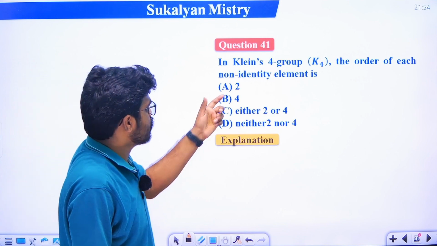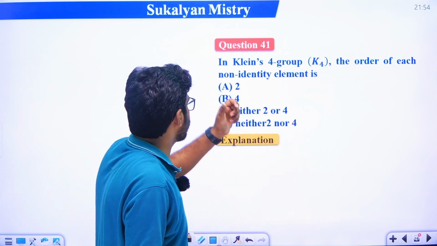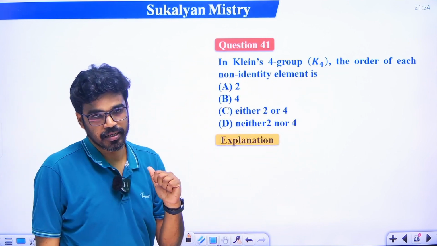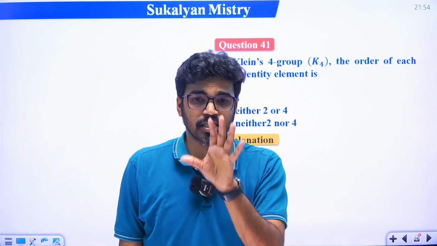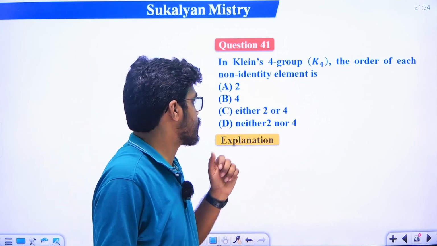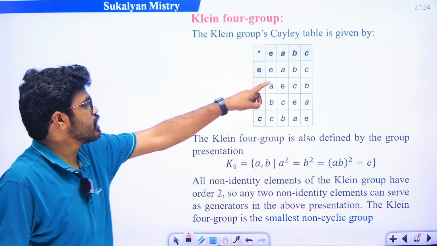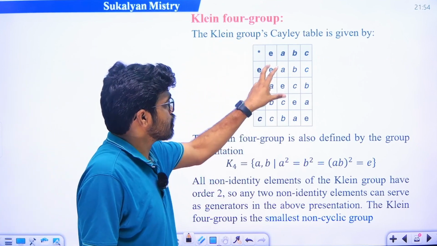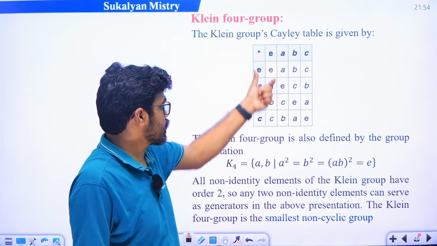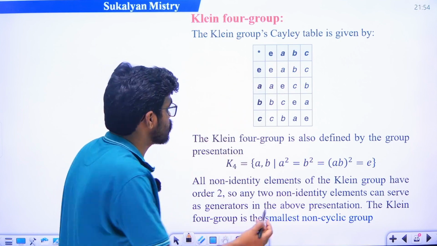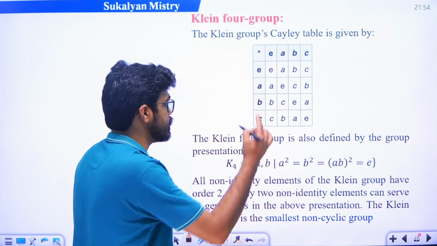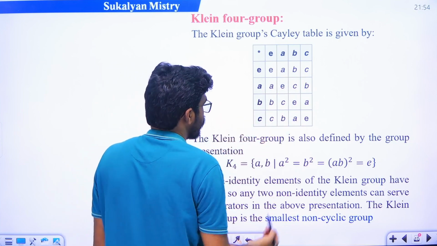Klein's 4 group. In Klein's 4 group, the order of each non-identity element. First, see the structure of Klein's 4 group. What is Klein's 4 group? Basically, this is the table, called the Cayley table. This is the Cayley table for Klein's 4 group. We consider the elements: identity element E, A, B, C. See how it is defined.